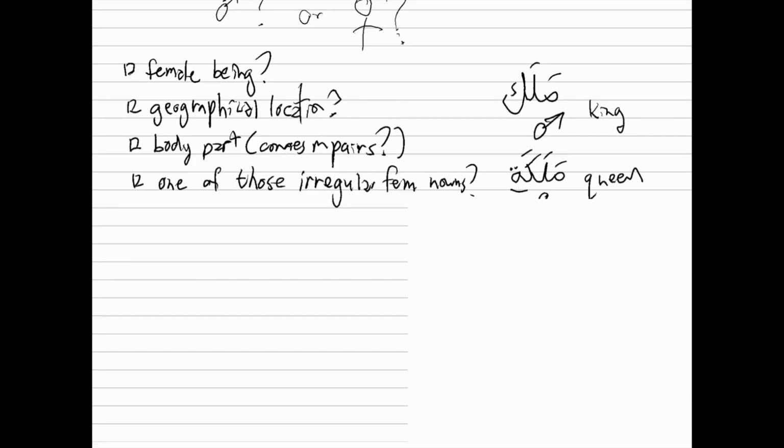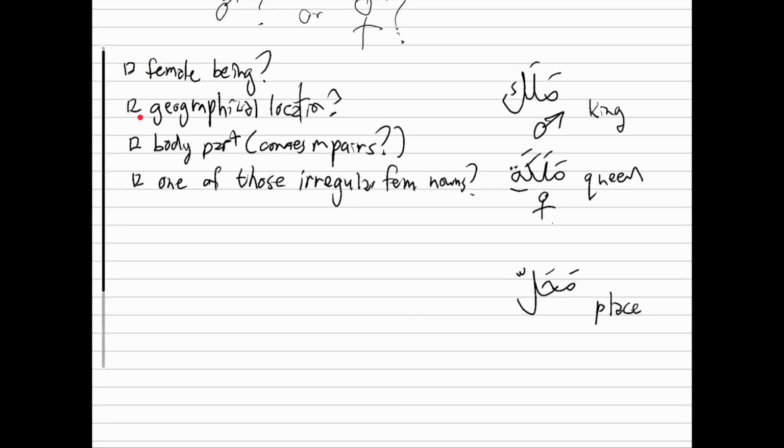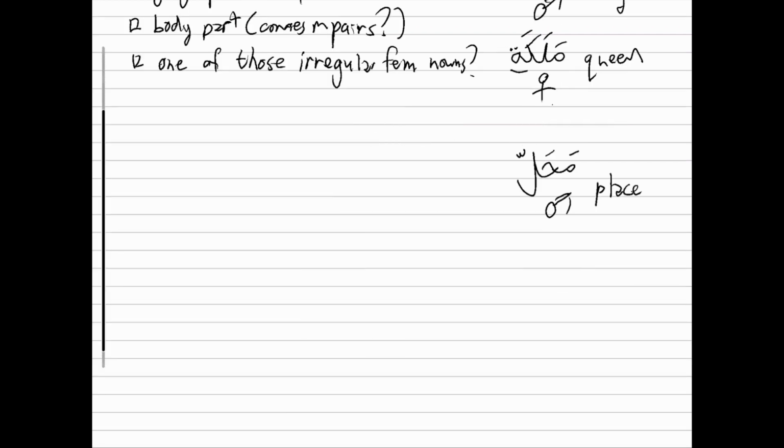It's not a female being. It's not a geographic location. It's not a body part. It's not one of those irregular forms. So this is masculine. If you said it was masculine, then congratulations. You absolutely nailed it out of the park. You absolutely got it right. All right, next one is Amrika.